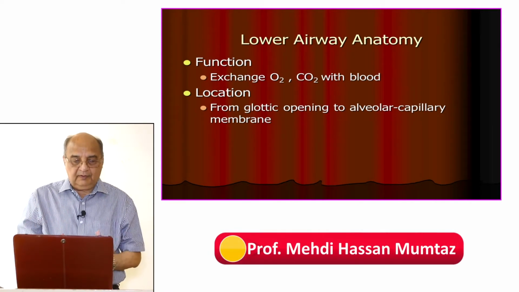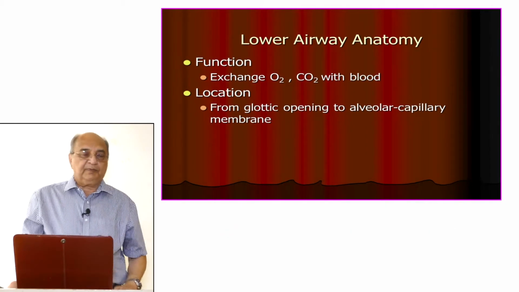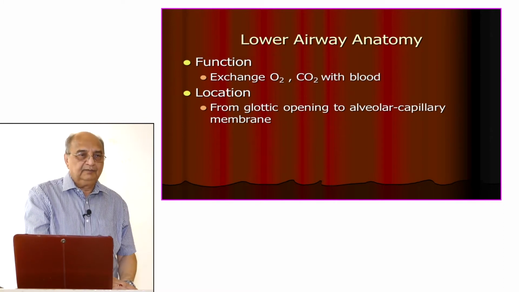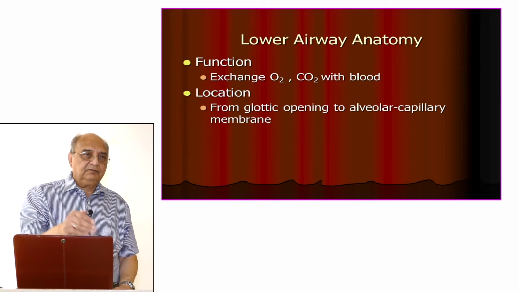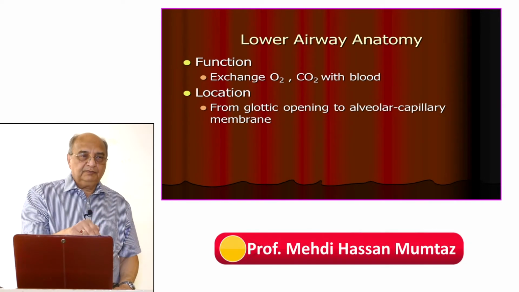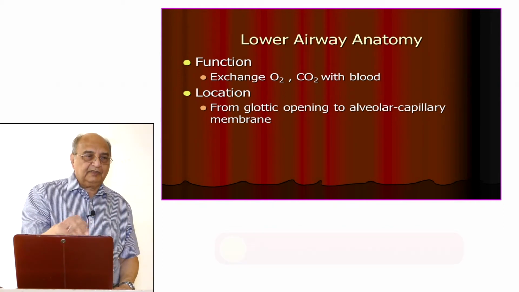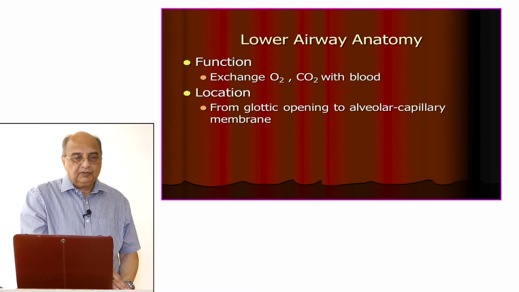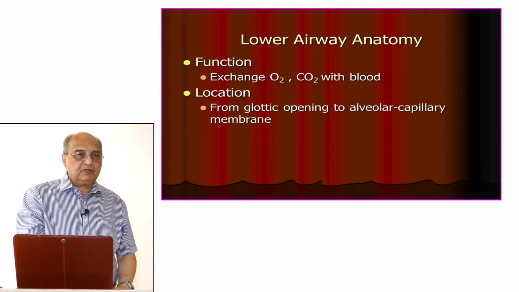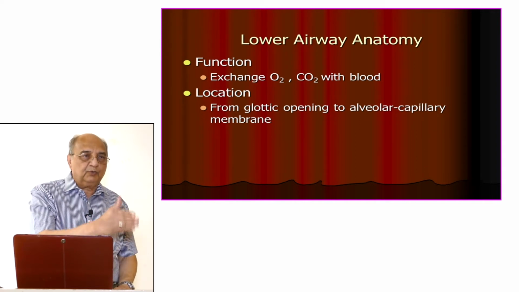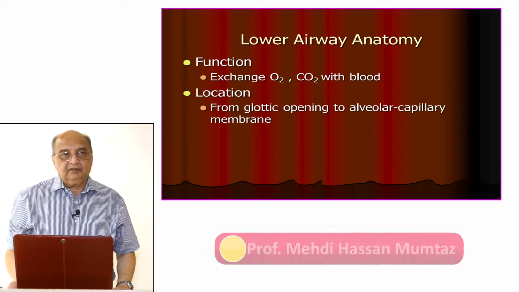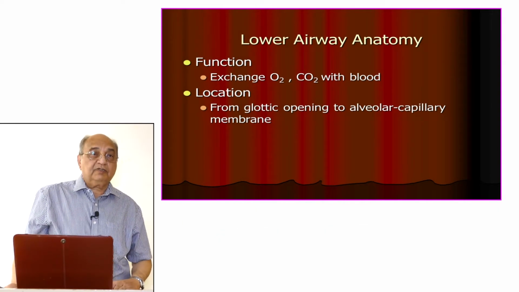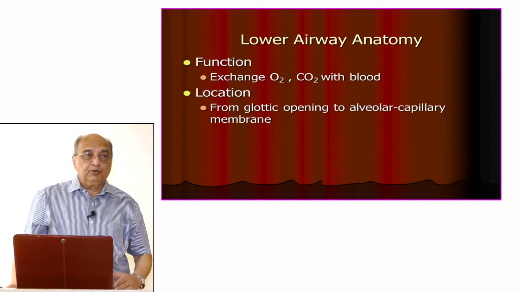Now, the whole lower airway goes from the glottic opening to the alveolar capillary membrane. When the gases go into the alveoli, you have the alveolar epithelium, then the interstitial space, then the capillary epithelium and capillary endothelium, and then it goes into the blood. So this is called the alveolar capillary pathway. The gas has to pass from the alveoli through all these, because it's all water, and goes into the blood. There in the blood, oxygen combines with the hemoglobin, depending on the oxygen dissociation curve, whether the hemoglobin is in a mood to accept the oxygen or not.